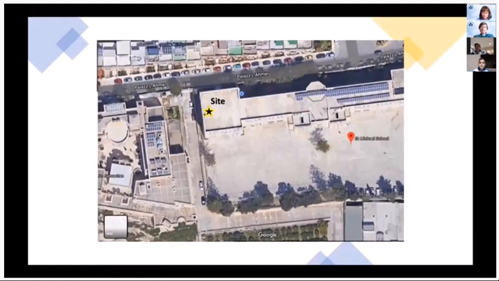Also, this is our site of data collection. You are seeing the school from a top-down view. The site is on the roof of the school, where we have our rain gauge and take surface temperature readings, humidity, and air pressure.